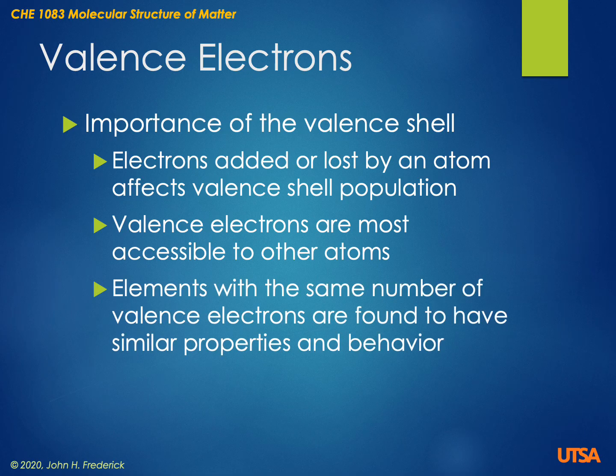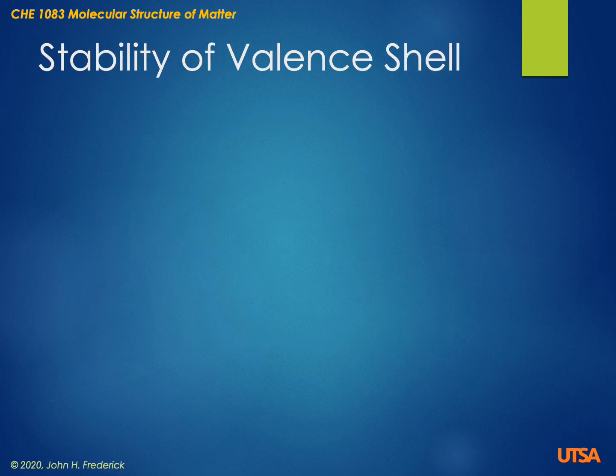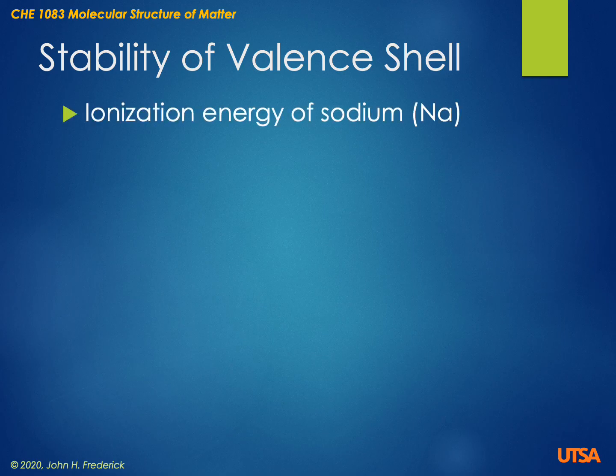Elements that have the same number of valence electrons are found to have very similar properties and behavior, and we began to see this as we counted the number of valence electrons on the periodic chart. All of the elements in the same column should have the same number of valence electrons. So what is the stability of the valence shell? Why is it variable? What causes that?